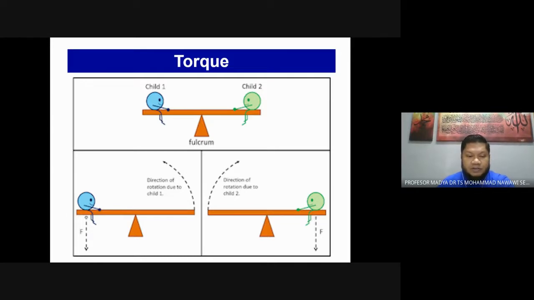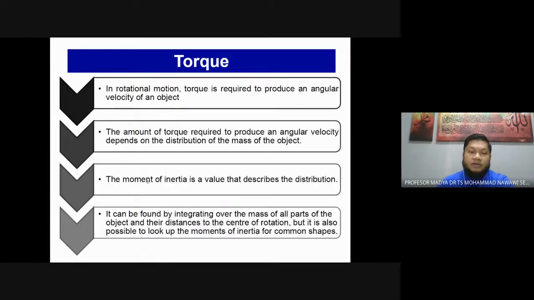So look at this. The direction of rotation due to child 1 will be going up. If child 1 moves down, then child 2 will go up. So that is torque. In rotational motion, torque is required to produce an angular velocity of an object. The amount of torque required to produce an angular velocity depends on the distribution of the mass of the object.